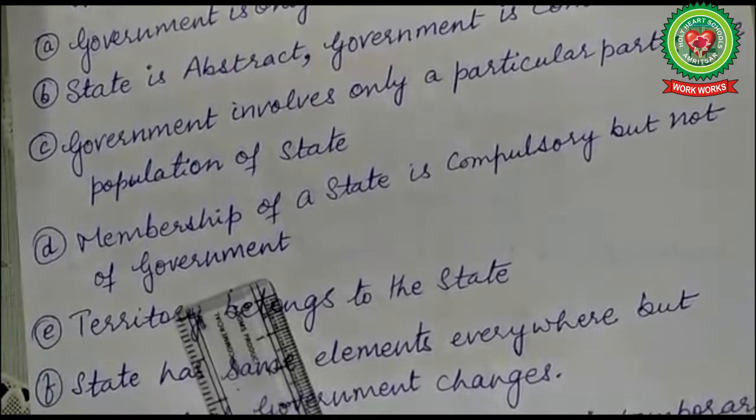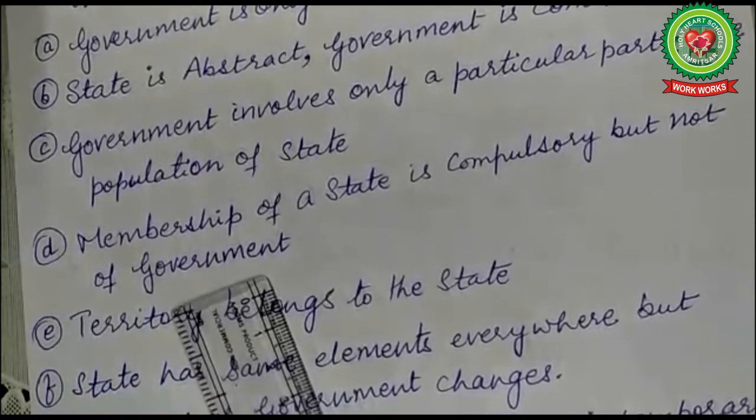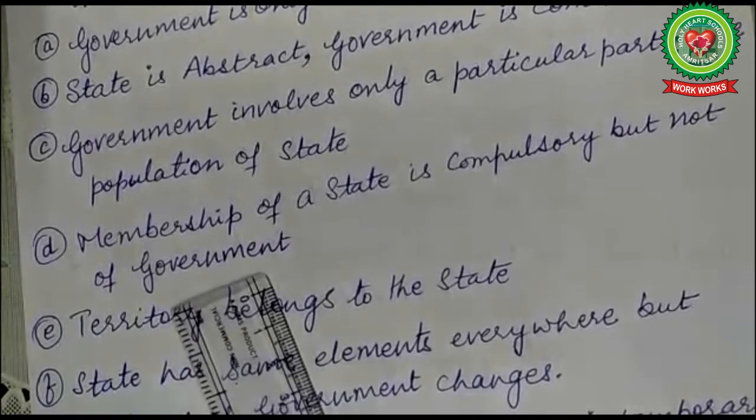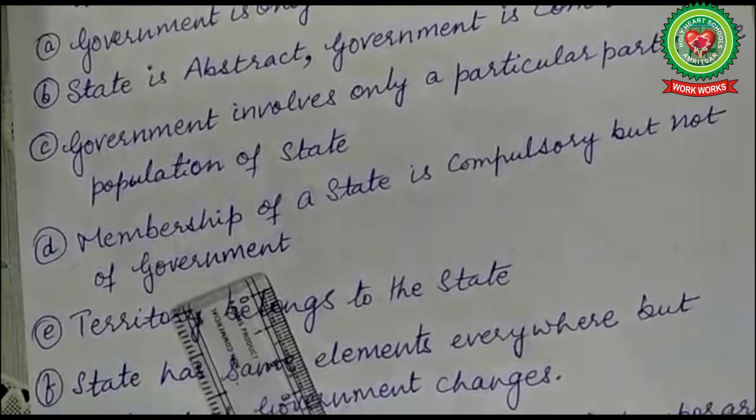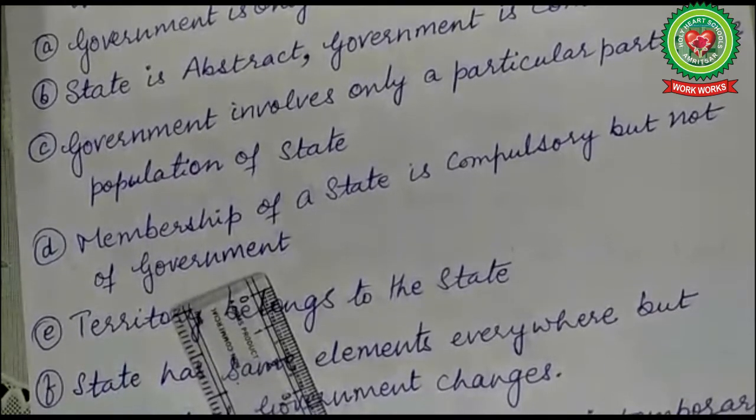The last point of explanation makes you clear that we all are members of the state but not of the government. In other words, anyone who wants to live in India permanently must have citizenship of India. No one can live in India illegally.